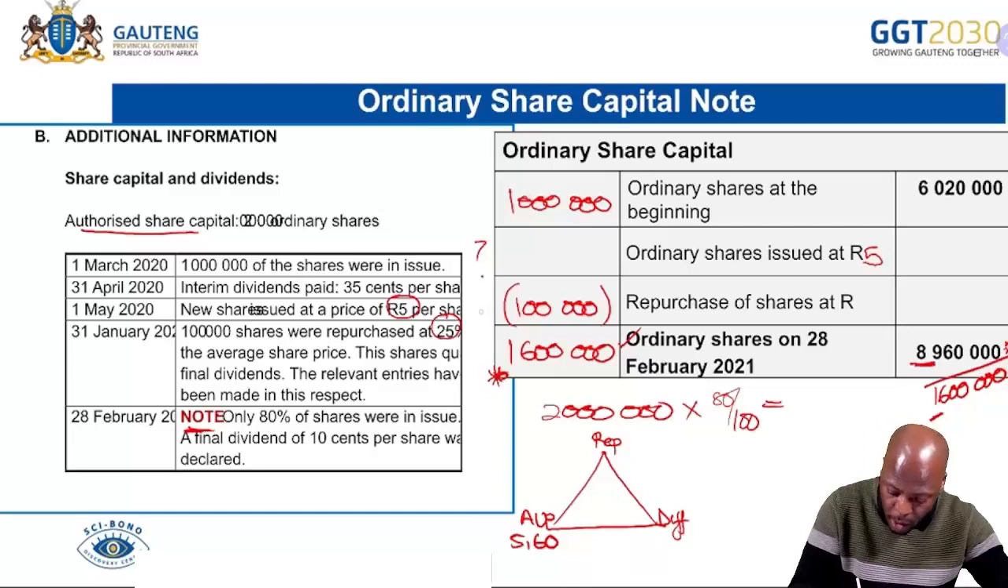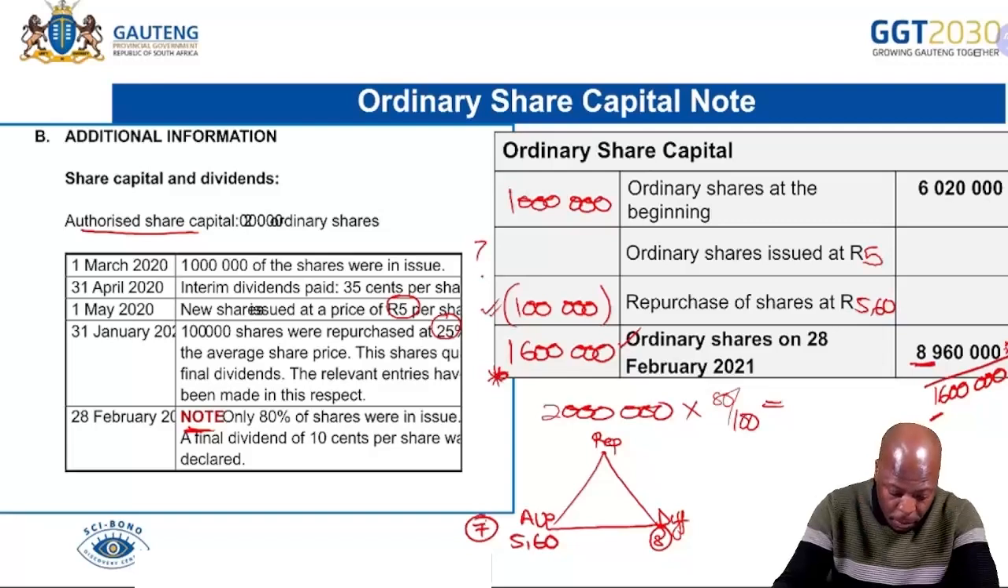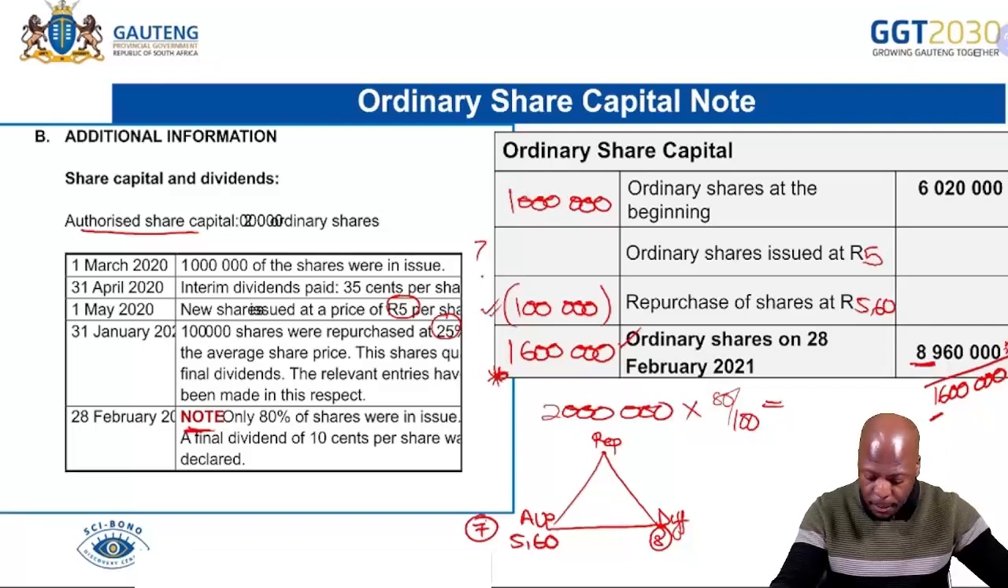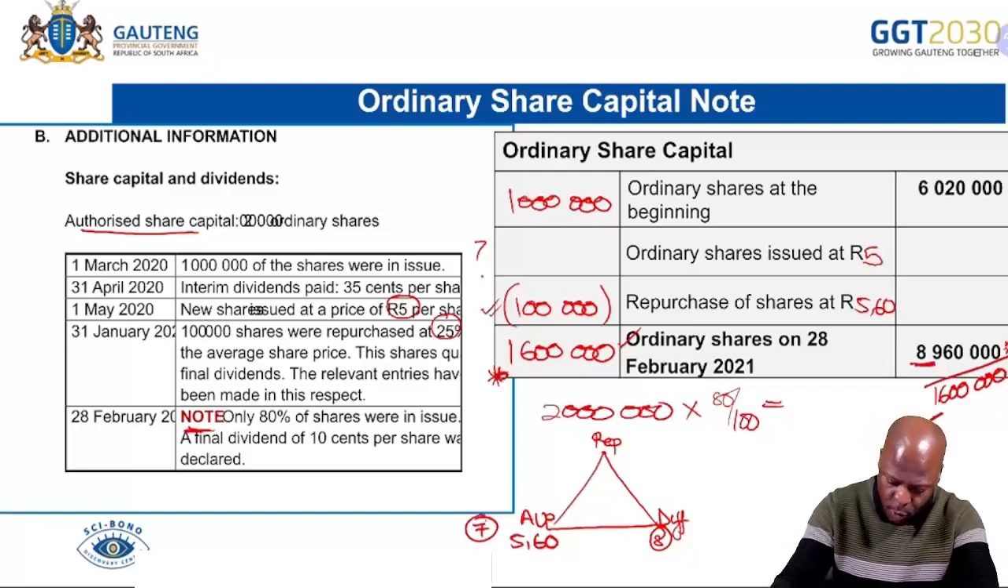In other words, when we repurchased shares here, remember, average price goes to note number 7, and this difference goes to note number 8. So you are now saying the repurchase of shares is at 5 Rand 60. So your given amount, which is your 100,000 shares repurchased, you multiply by the average price of 5 Rand 60. You are going to say 100,000 multiplied by 5 Rand 60. You're going to get 560,000 here.